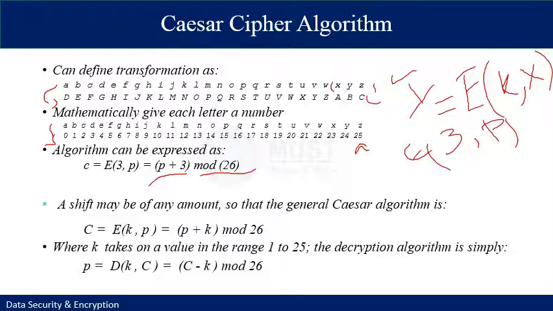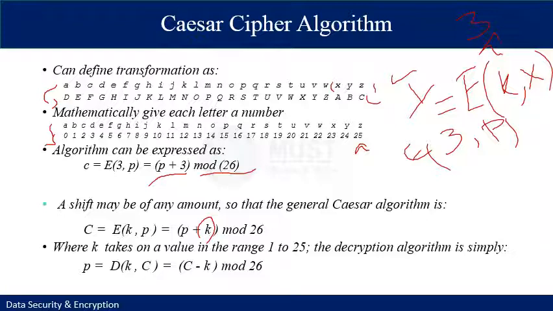So a key can be any value. For example, we use the key 3 here, but this is not a fixed term. A shift may be any amount, so the general Caesar algorithm is C = E(k, p). That means you can use any paragraph or word with k. K can be anything from 1 to 25 if you are dealing with the English letters.